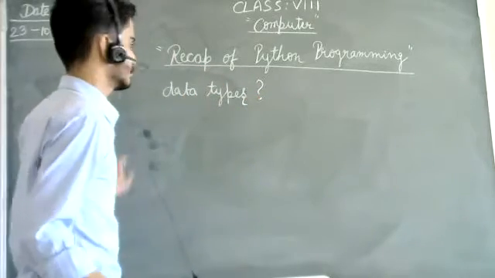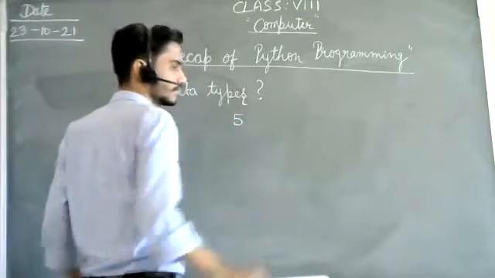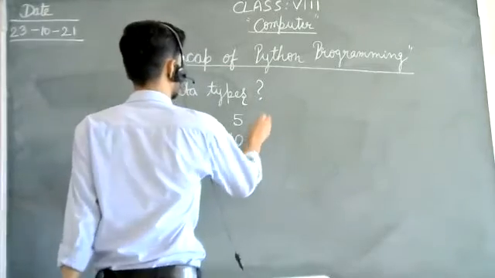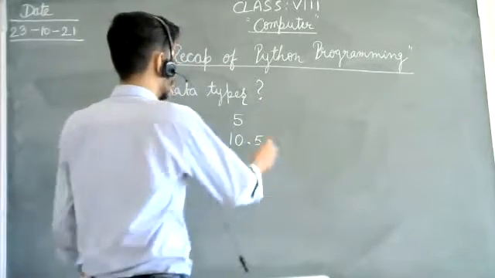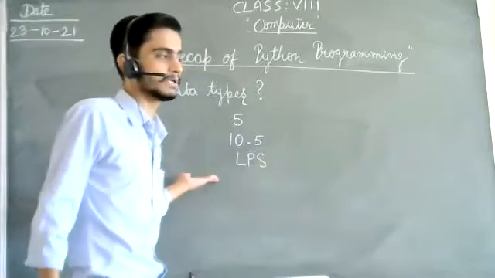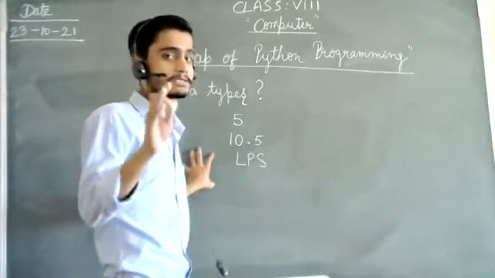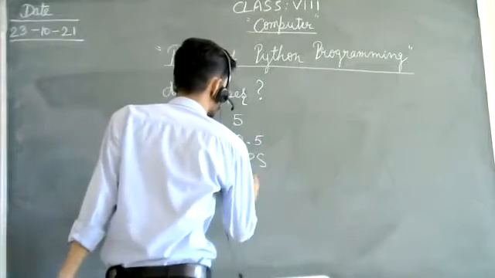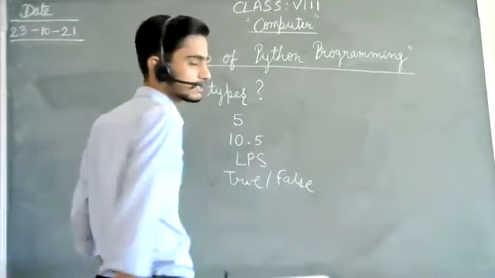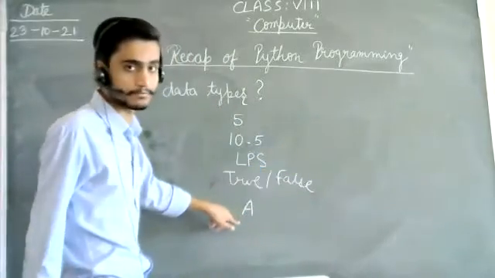Okay. So as a human being, we know the numbers. What is this? Your answer will be 5. What is this? Your answer will be, sir, this is 10.5. And if I ask what is this, then you will answer, sir, this is LPS. Why are you asking the same question again? We know it. Yes, this is my question, student. What is this? You will say, sir, this is true or false. And what is this? You will say, sir, this is A.